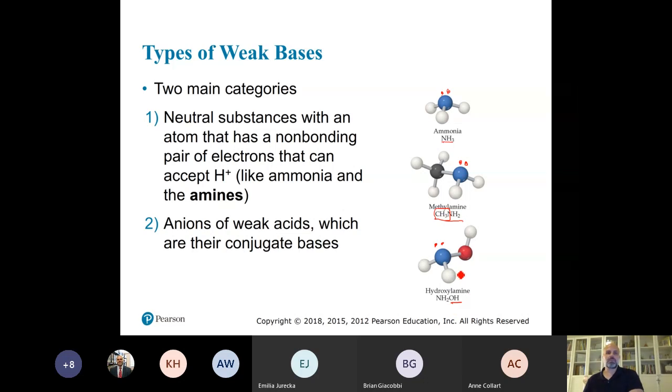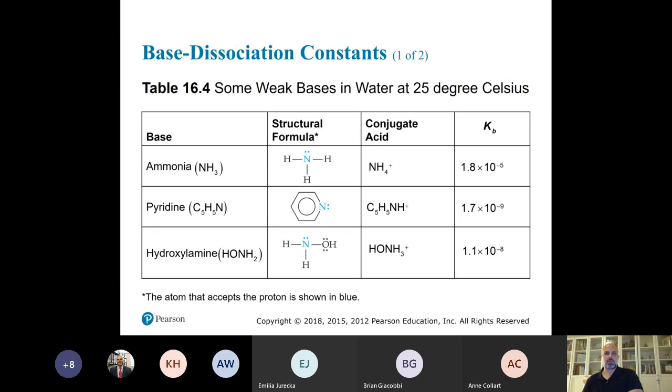They're usually going to be amines. And then again, the conjugate bases of weak acids. Here's a picture of some of these, and this is 16.4. A version of this table showing weak bases is in the help sheet that I'll be posting. When you see a neutral nitrogen-based substance, you're typically talking about a weak base.